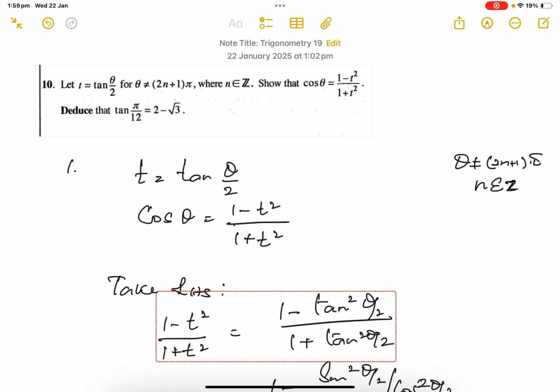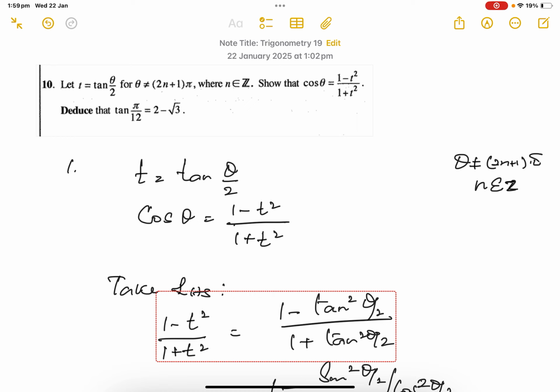Past question on trigonometry. Let t equal tan theta by 2 for theta not equal to (2n plus 1) pi, where n is an element of the integers. Show that cos theta equals (1 minus t squared) divided by (1 plus t squared). Deduce that tan pi by 12 equals 2 minus root 3. Let's start with the first part.